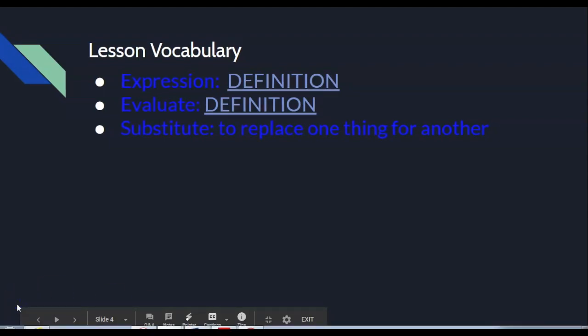Before we learn our skill for today, we need to familiarize ourselves with a few vocabulary terms. Please copy the vocabulary term and definitions into your notebook. There is a definition link next to a few of the terms. We will pause to give you time to copy the information.